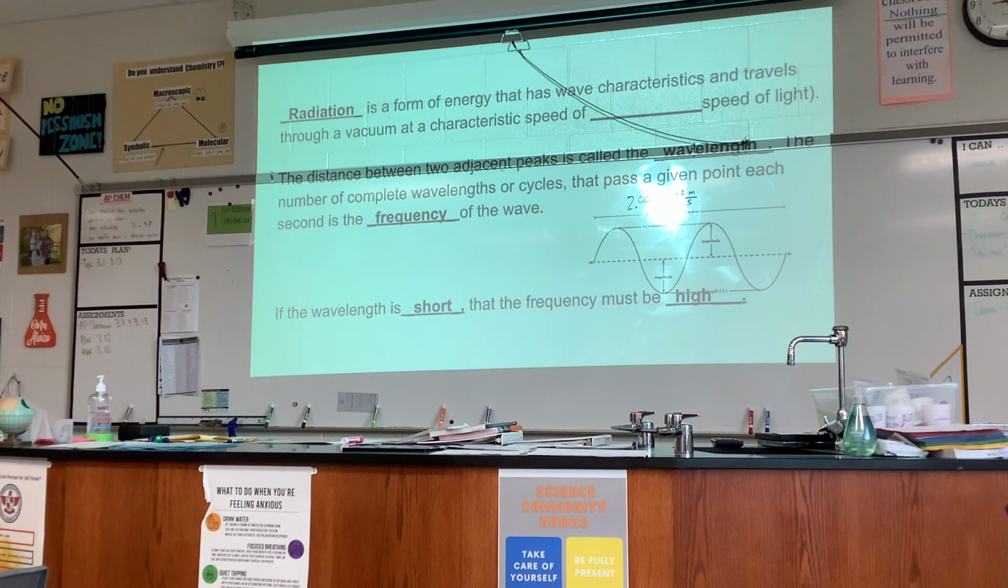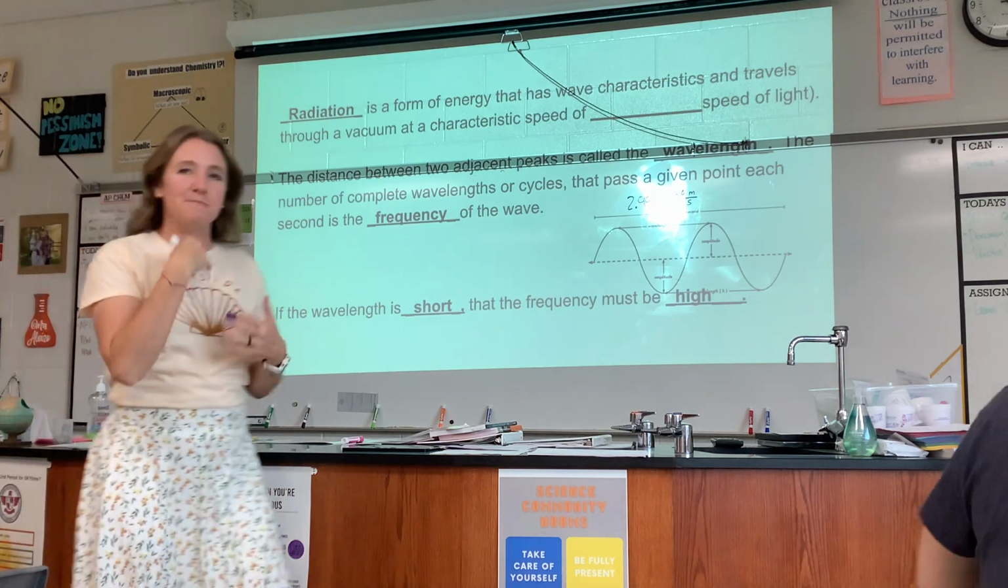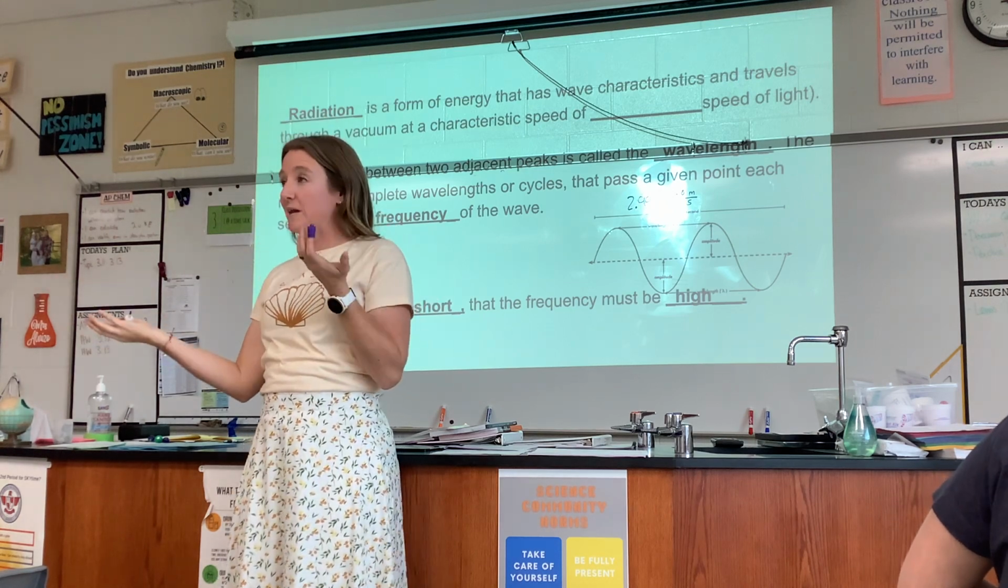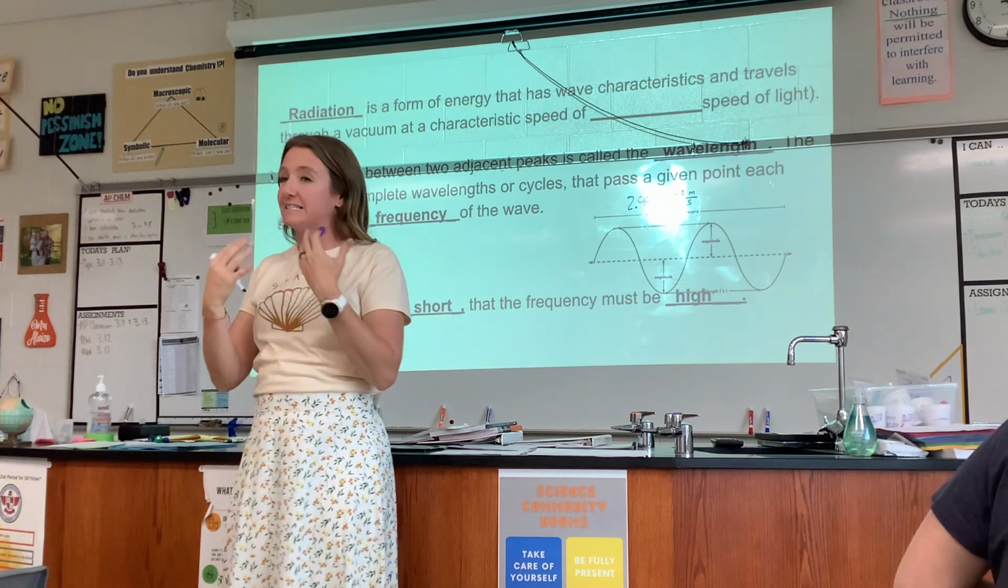So anything that travels at the speed of light is classified as light. Now, often when we think of light, we think of the light that we can see with our eyes, but there's a lot of types of radiation we can't see, but it's still classified as light.